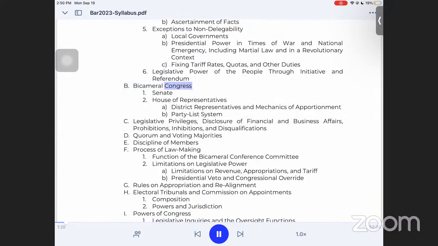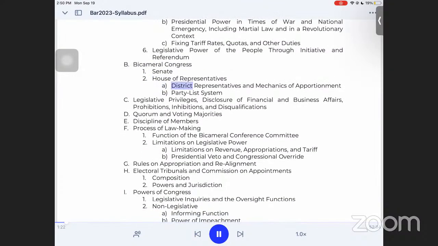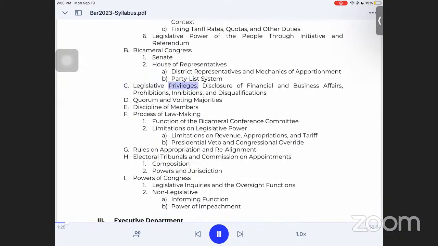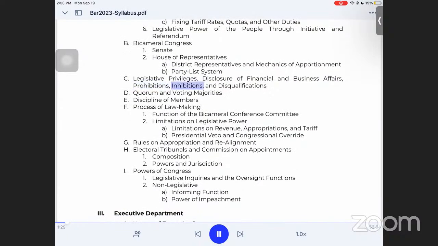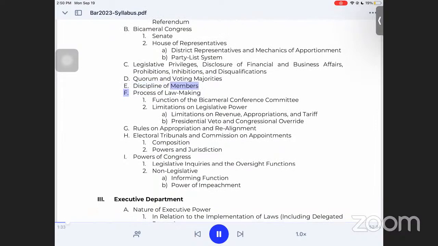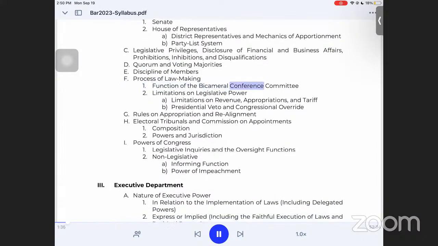B. Bicameral Congress. 1. Senate. 2. House of Representatives. a. District representatives and mechanics of apportionment. b. Party list system. c. Legislative privileges, disclosure of financial and business affairs, prohibitions, inhibitions, and disqualifications. d. Quorum and voting majorities. e. Discipline of members. f. Process of lawmaking.